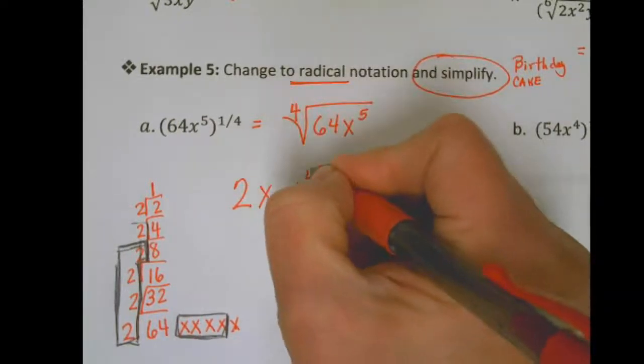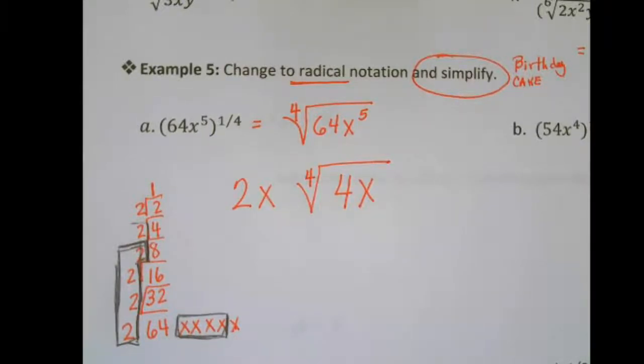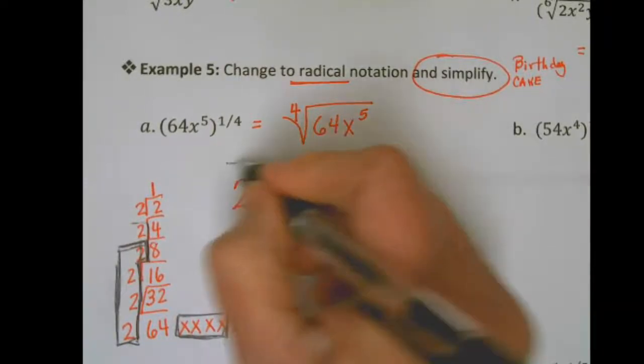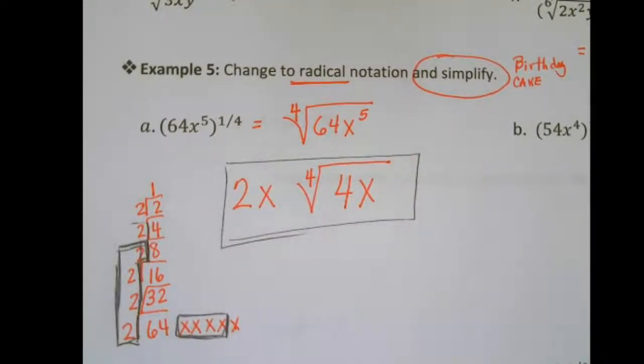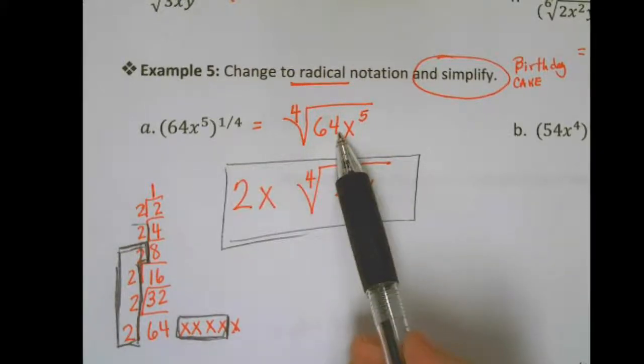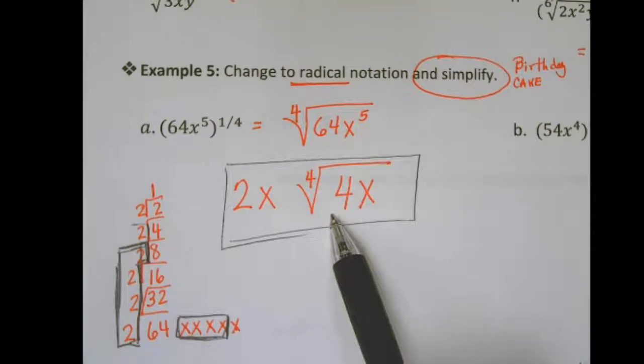Do not leave out the index. The index is 4. This is the answer because I was making groups of 4 because the index was 4. This is converting and then simplifying. The simplifying was the lesson we did yesterday.